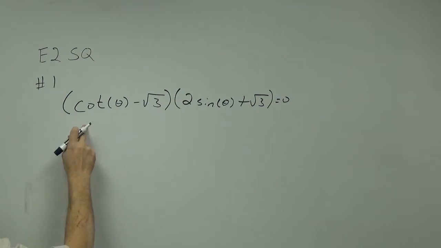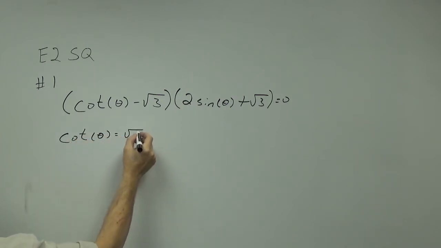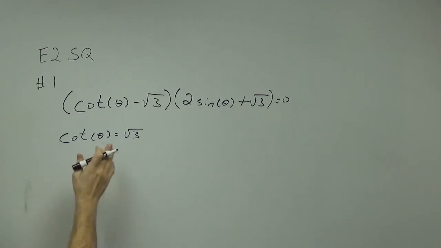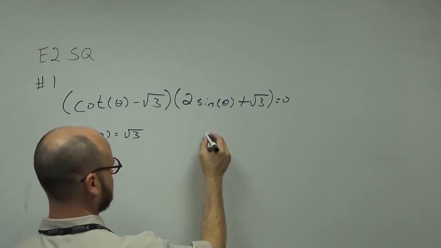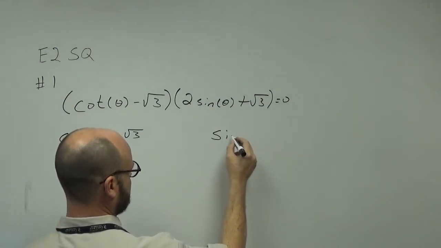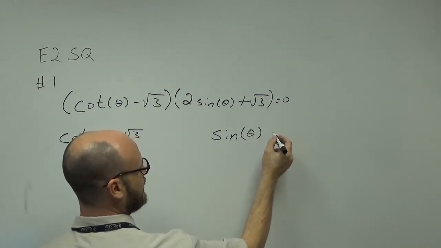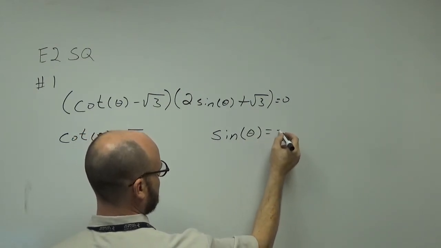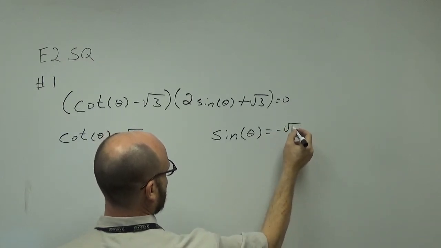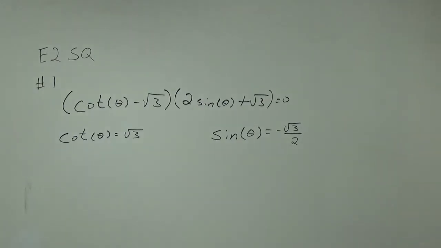So here, if we set this factor equal to 0, we get the cotangent of theta is equal to square root of 3, right? I'm just setting it equal to 0, adding square root of 3 to both sides. And here, I would set it equal to 0, subtract square root of 3 from both sides, and divide by 2. And I would get sine of theta equals square root of 3 over 2. Okay, let's see how that goes.